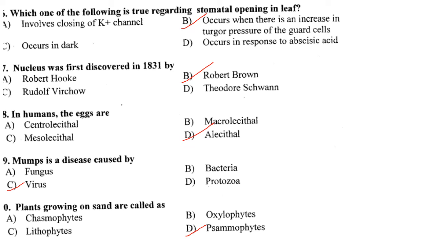Mumps is a disease caused by paramyxovirus. So answer is option C. Plants growing on sand are called as psammophytes. Answer is option D. Lithophytes are plants that grow on the rocks. They are classified as either epilithic or endolithic. Epilithic lithophytes grow on the surfaces of the rocks and endolithic lithophytes grow inside the rocks. And these are also referred to as chasmophytes.